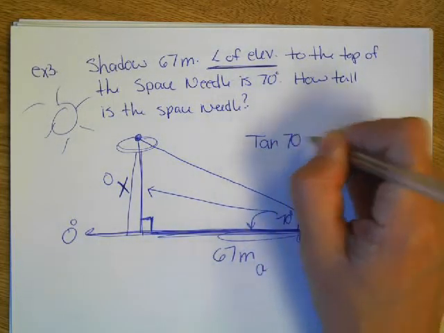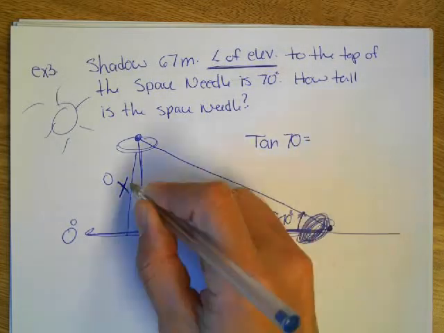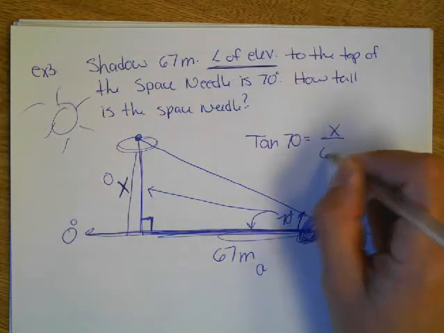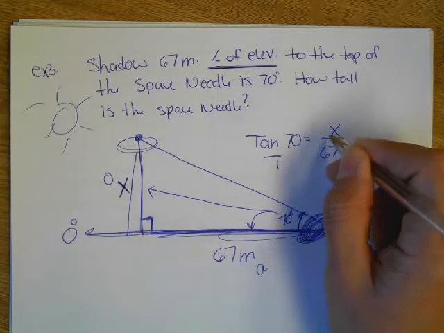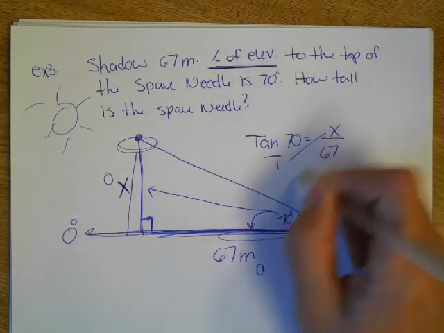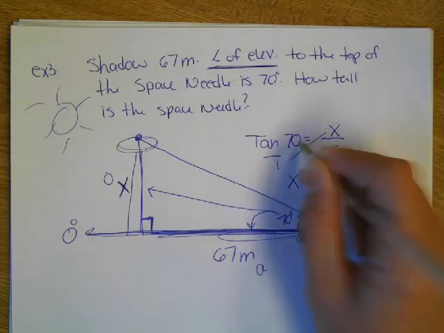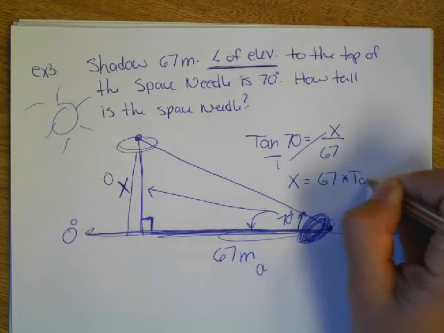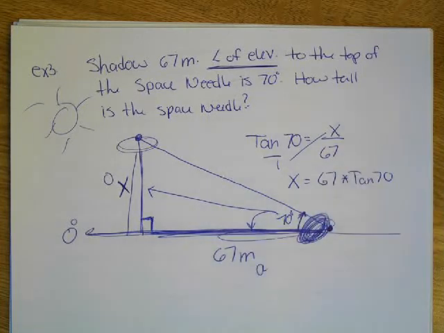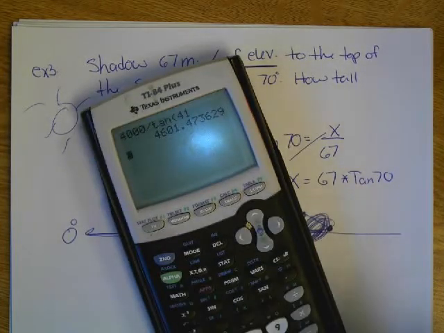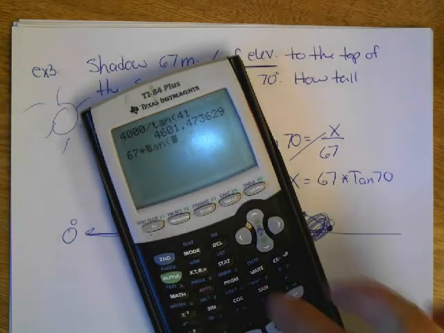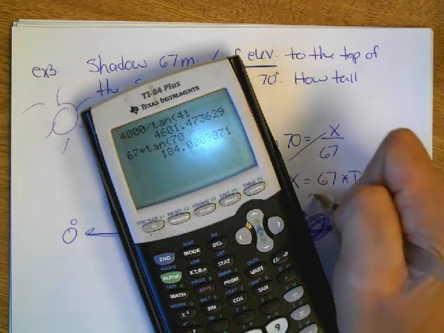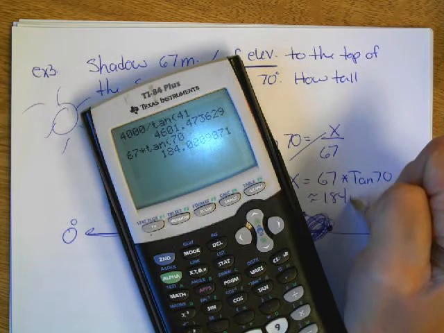So tan 70, opposite is the x, always opposite over adjacent. Notice this time the x is in the top, so we're going to have our answer when we multiply 67 times the tan of 70. 67 times tan 70, about 184 meters tall.